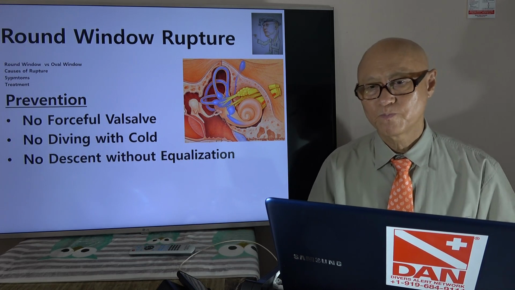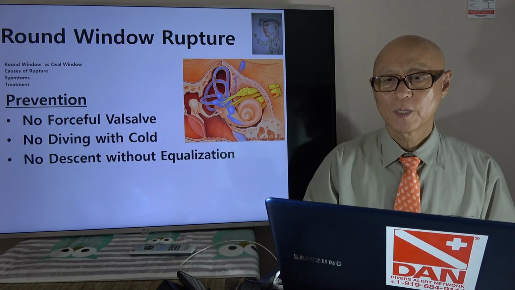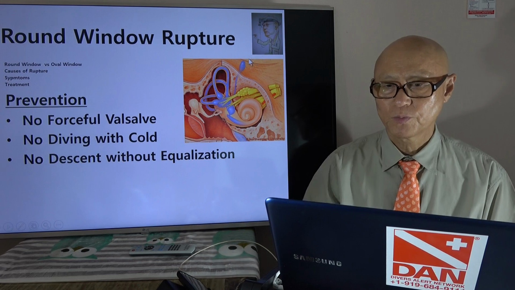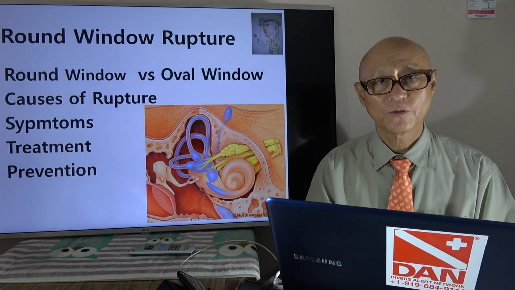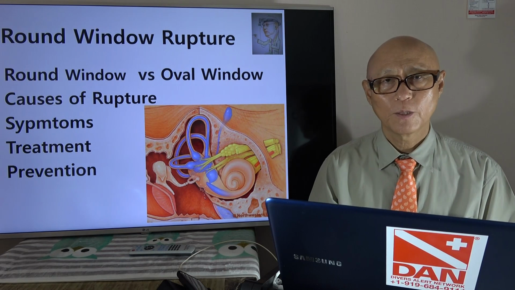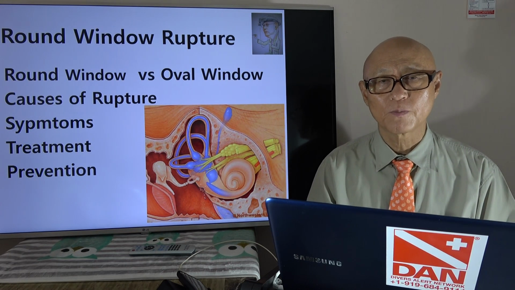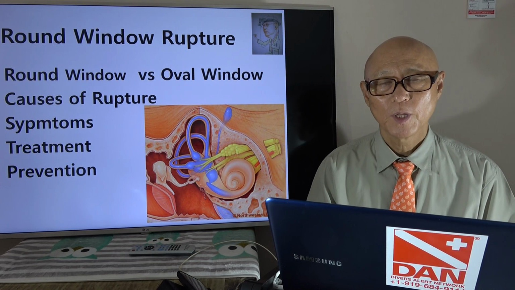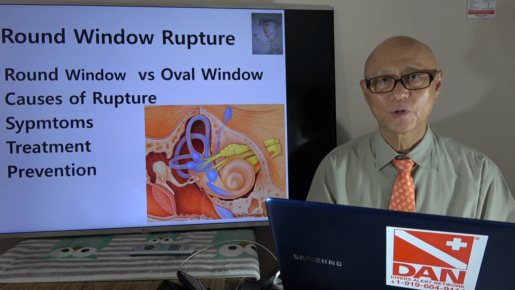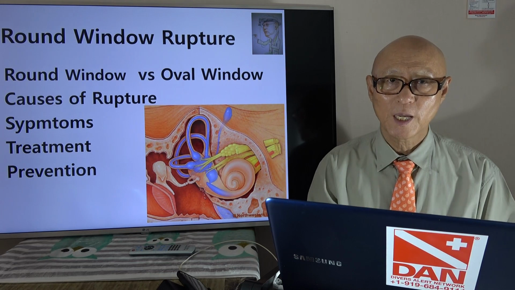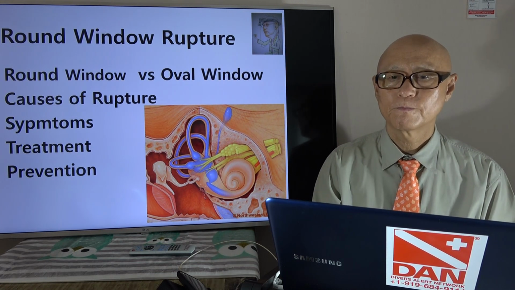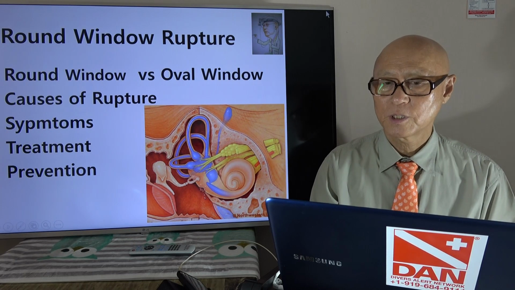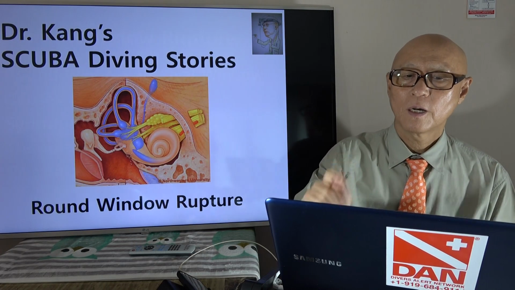Let me stress just one more time. The cause of rupture comes from too forceful a Valsalva, which will increase your intracranial pressure, which will increase your inner ear pressure, and that increased inner ear pressure finds its way out through the round window membrane. So let's just keep this in mind.